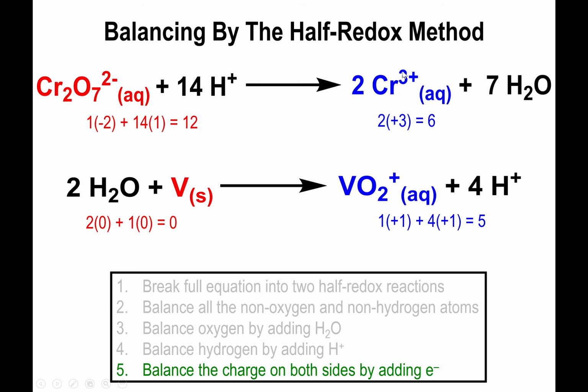On the product side, we have chromium 3 plus, 2 of them, multiplied together gives us a charge of plus 6. Water is neutral, so it doesn't contribute. Down here, water and vanadium are both neutral, so the overall charge is neutral.